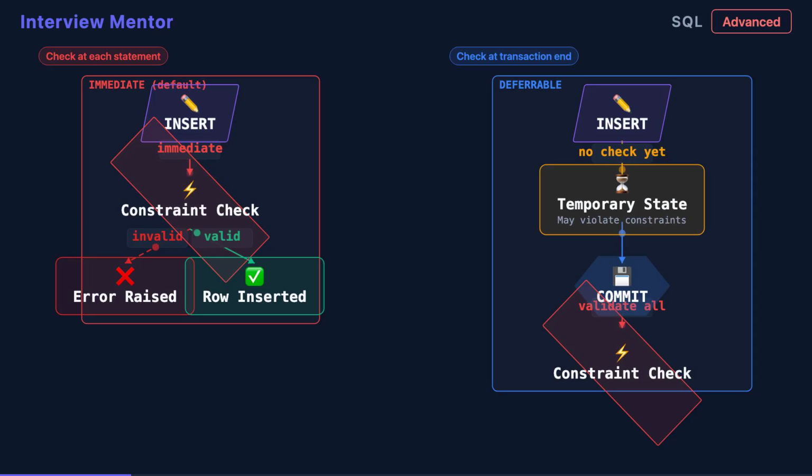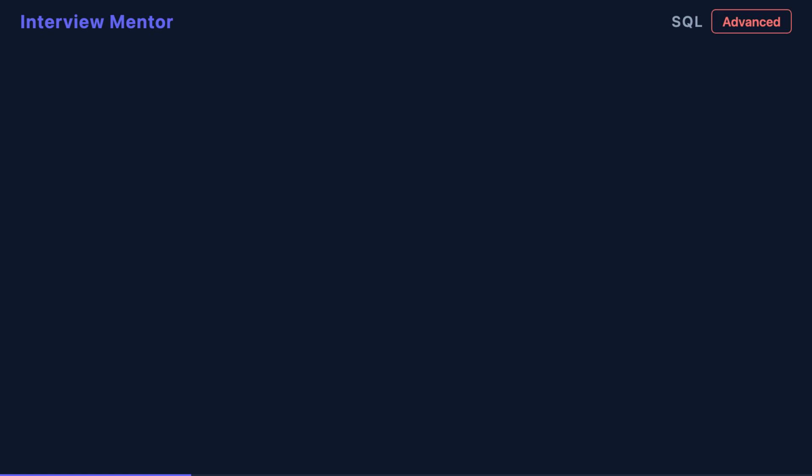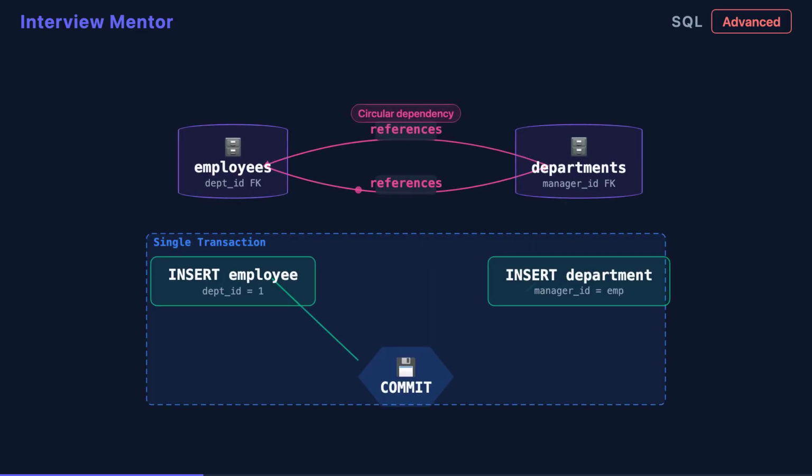Deferrable constraints take a different approach. They postpone validation until you commit the entire transaction. During the transaction, your data can temporarily violate constraints, as long as everything's valid by the end. Why would you want deferrable constraints? They solve circular dependency problems.